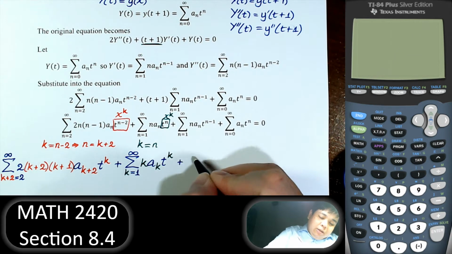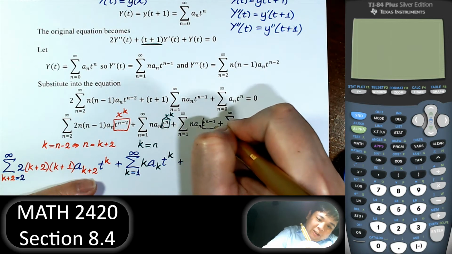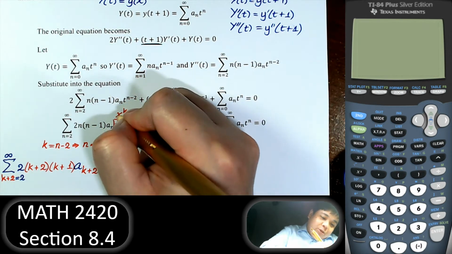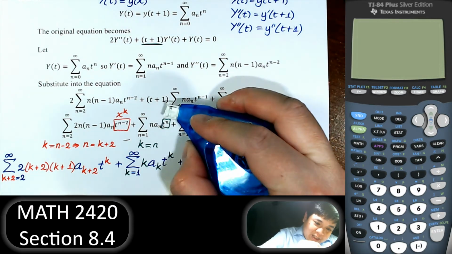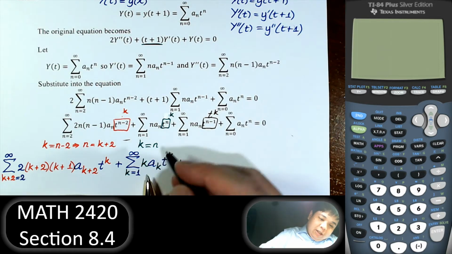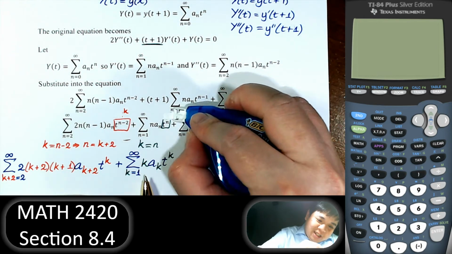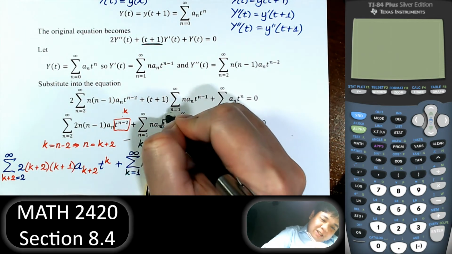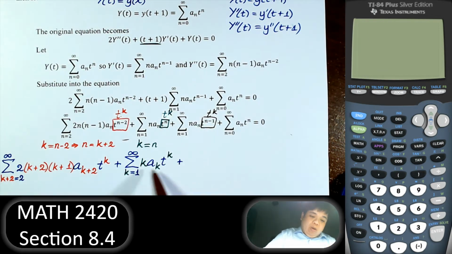And then plus. Now we want the power to be k. By the way, this will be t to the k, not x. Let me say that again: t to the k. Yes, I did write t to the k here, summation.